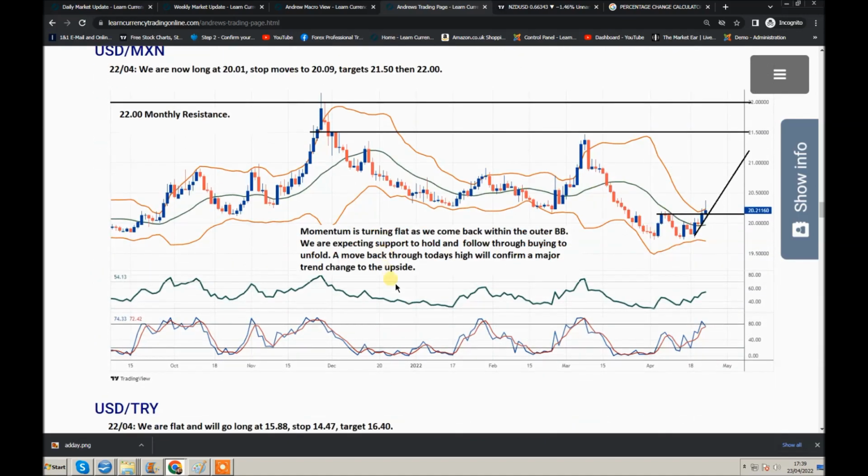USD MXN. Last week we were looking for this one to break out and clear the 20 level, which we did, but we came off the high. Now, in terms of the MXN, it is a commodity currency. It's an emerging market currency. Emerging markets tend to get hit the hardest in global slowdowns and Fed tightening of financial conditions because they're so reliant on USD funding. I was a little bit disappointed that we came back on Friday.